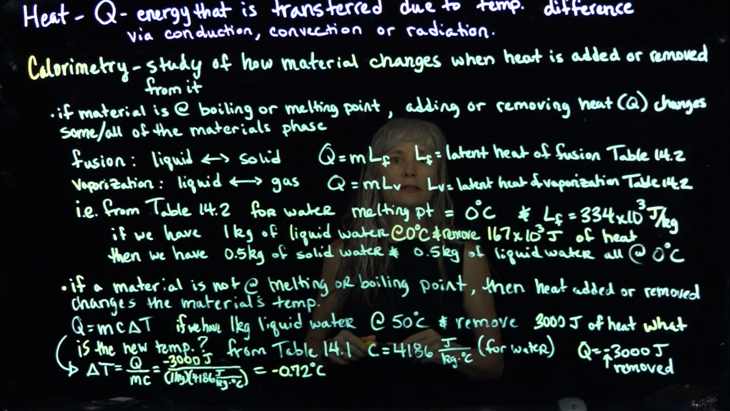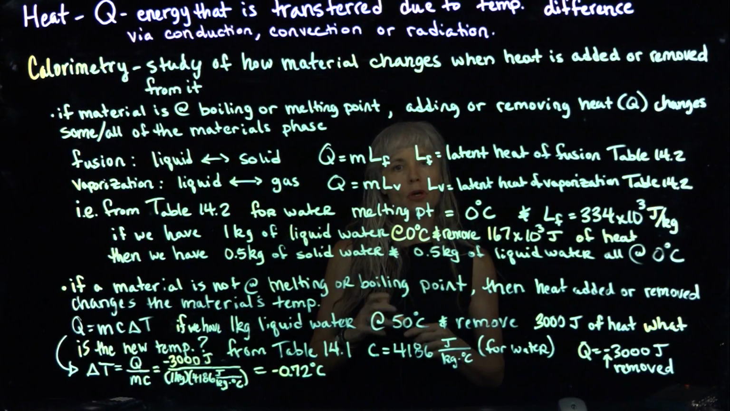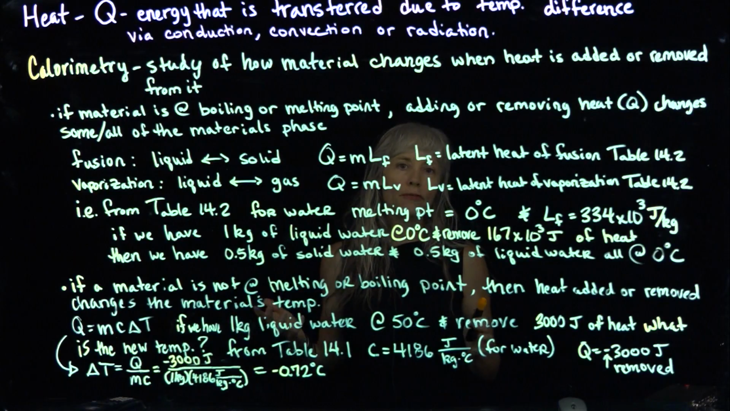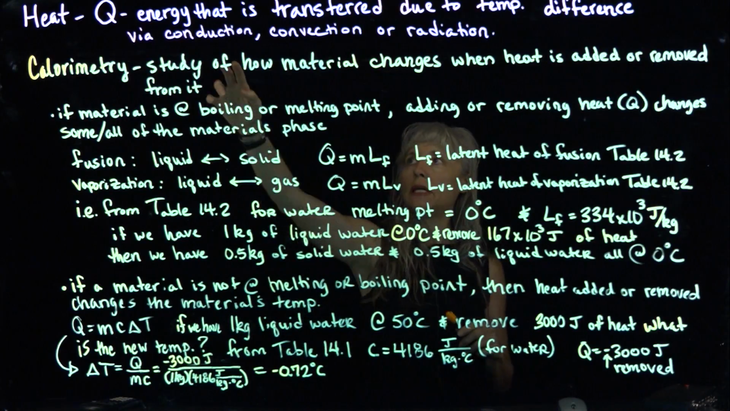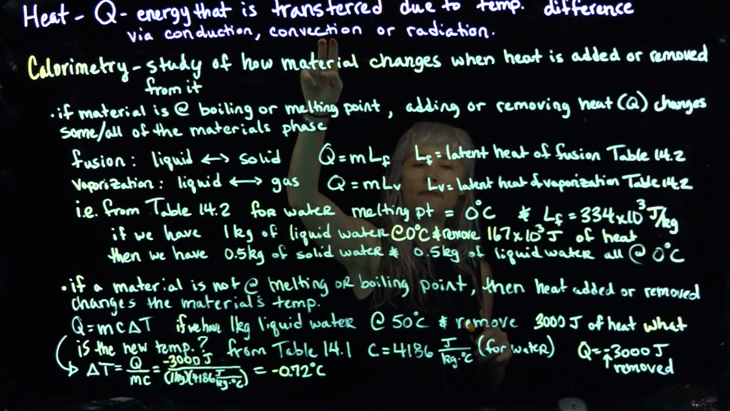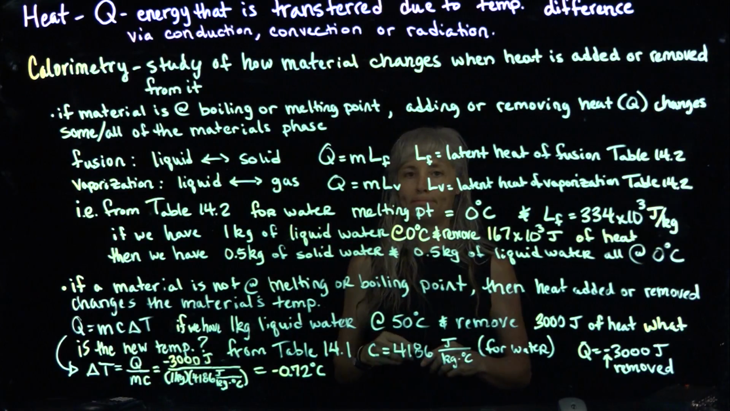Hello and welcome back. In the last video, we talked about the different phases of material and also what happens when we either add heat to a material or remove heat from a material. So recall that heat gets the symbol Q, and heat is energy that is transferred specifically due to a temperature difference. There's three different ways heat can be transferred, either through conduction, convection, or radiation.